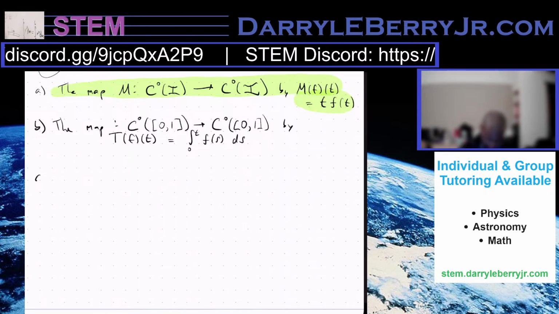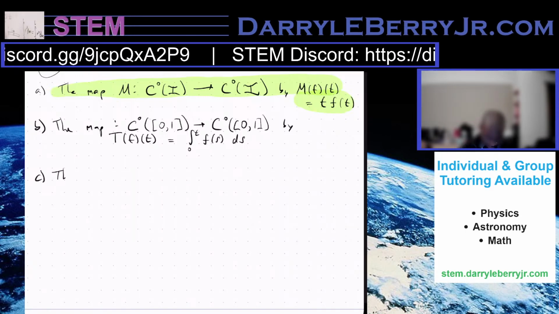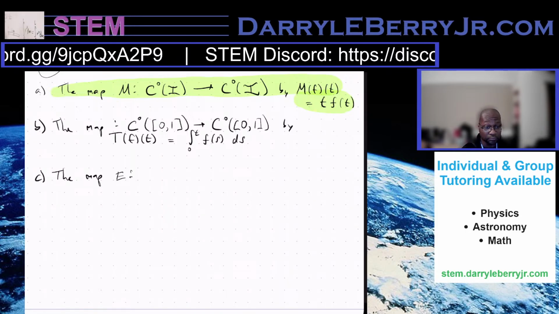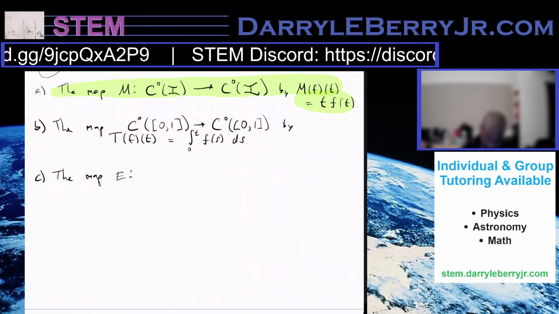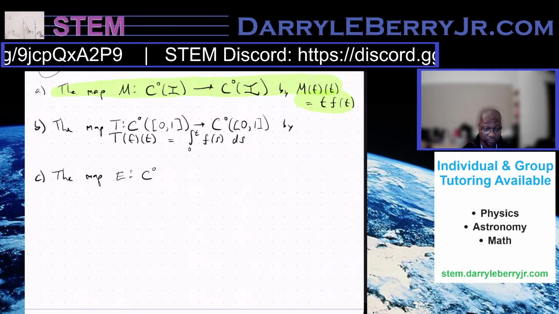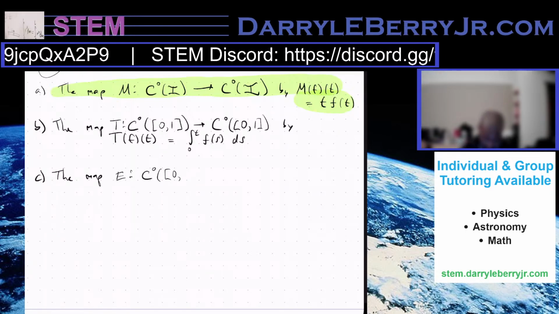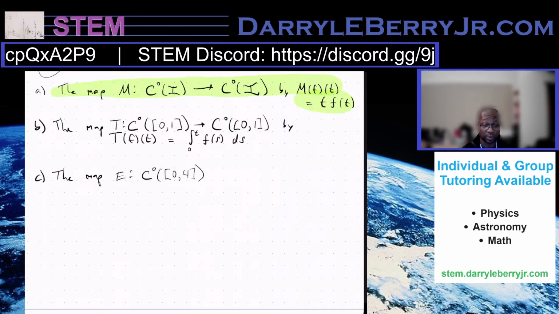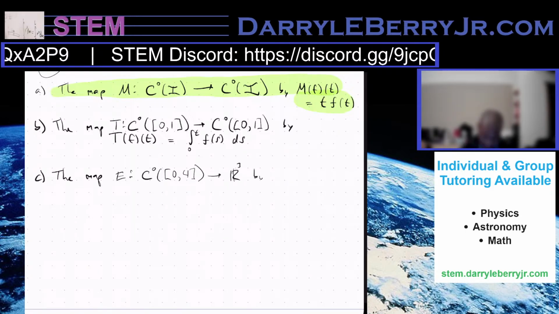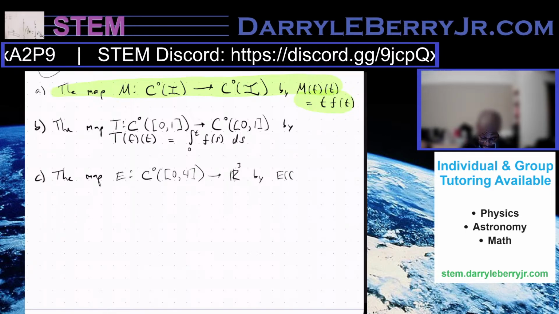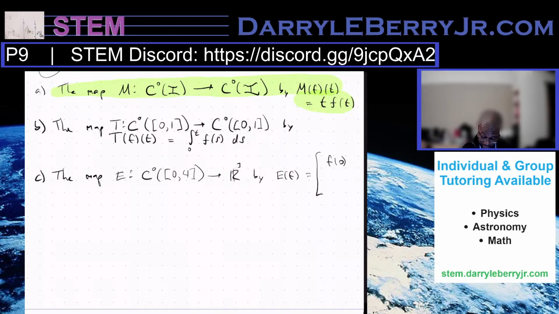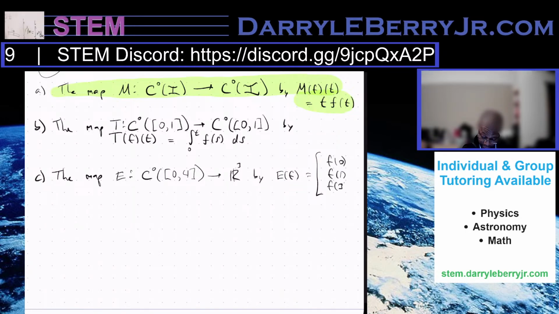So notice they're not explaining these, they're just listing them. The map E, this is also on the interval, from C0 to R^3 by f goes to (f(0), f(1), f(3)). And the last one, D.